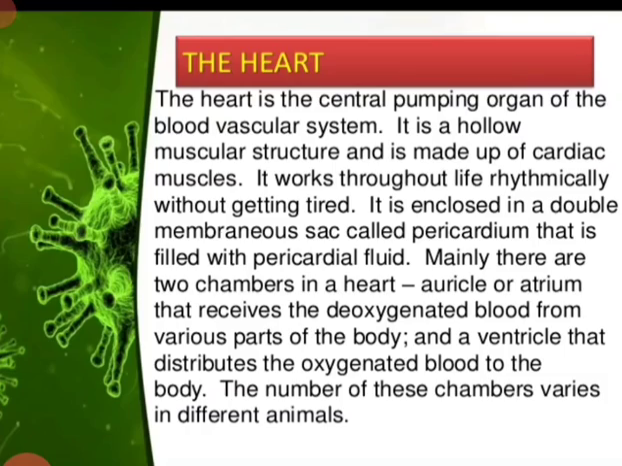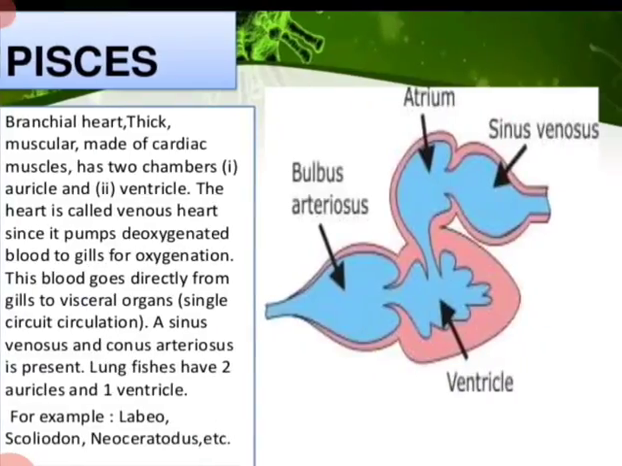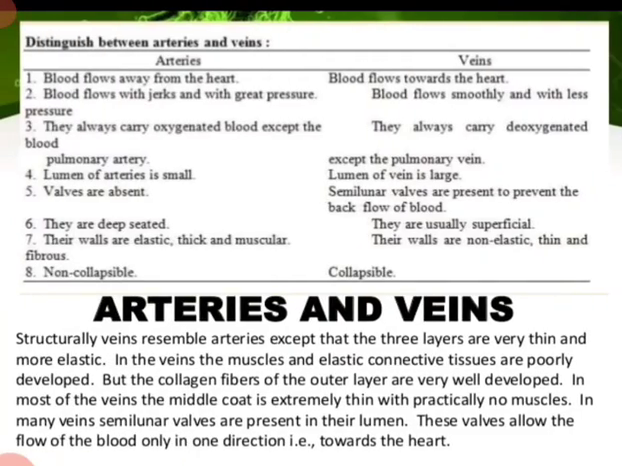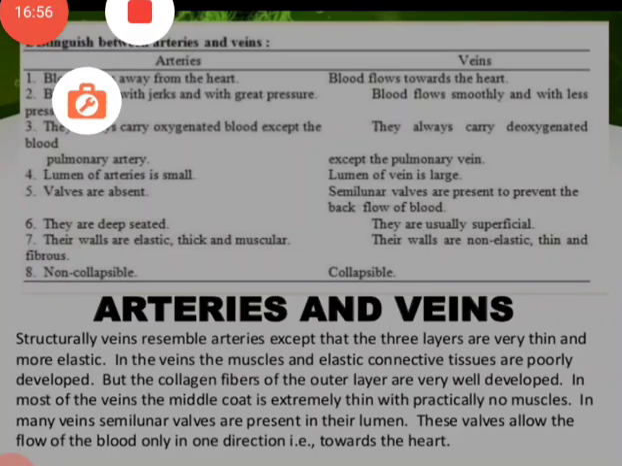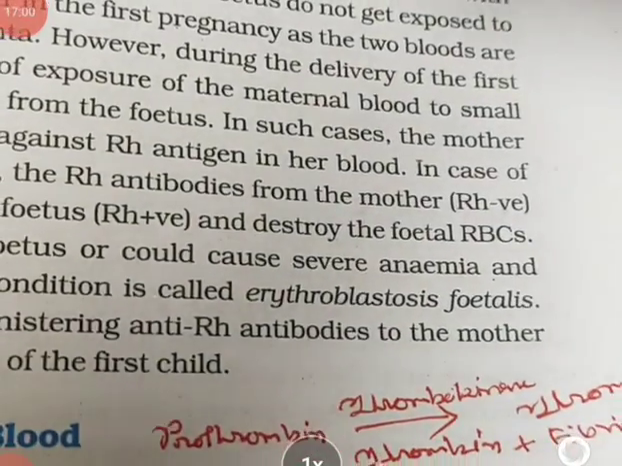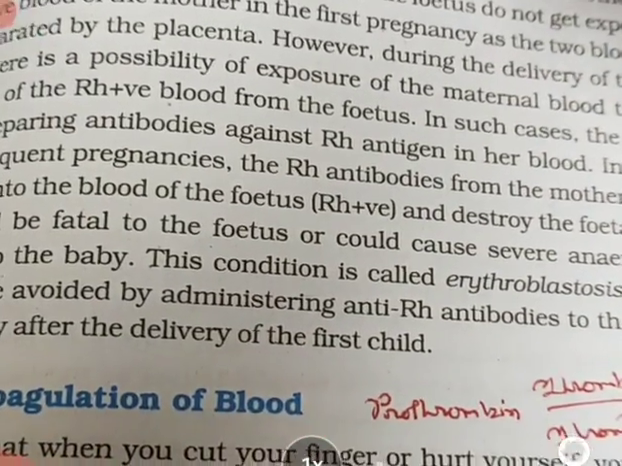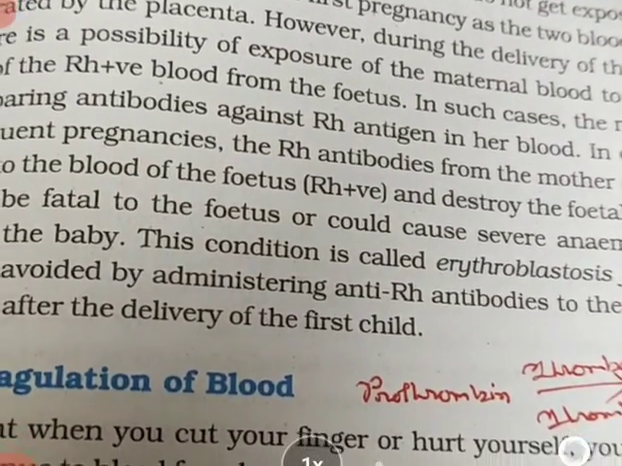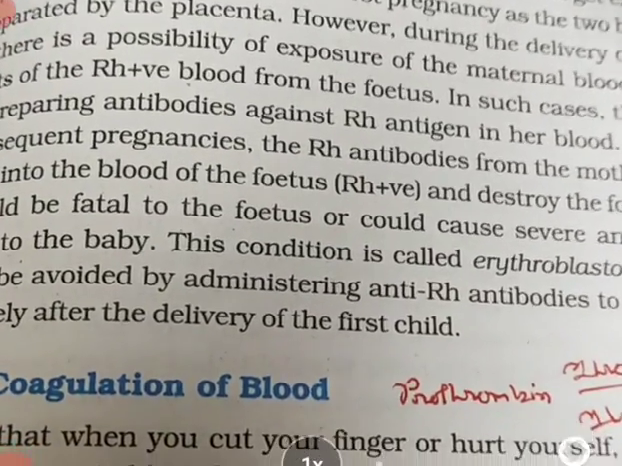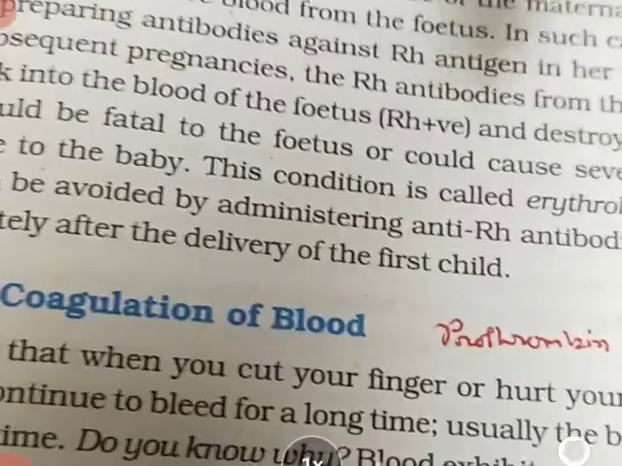Okay, next is the heart. So next we will discuss the heart here. But before that, we have to discuss one thing, that is regarding the Rh group. All of you know that where the Rh antigen is present, they are called Rh positive, and where it is absent, that is called Rh negative.